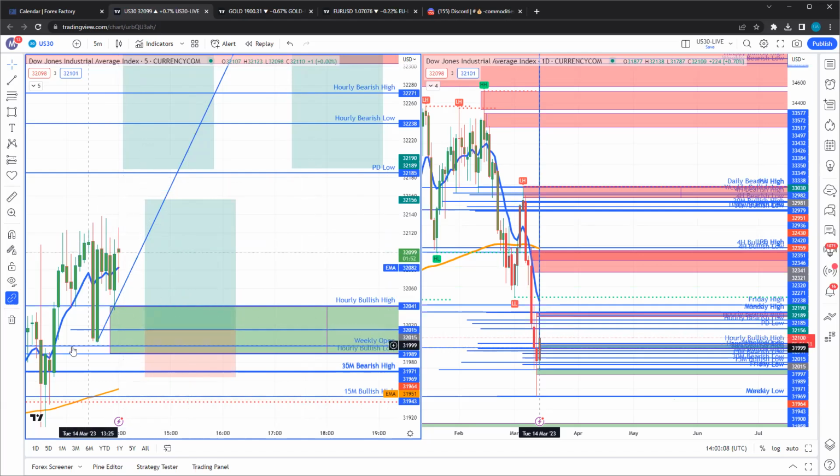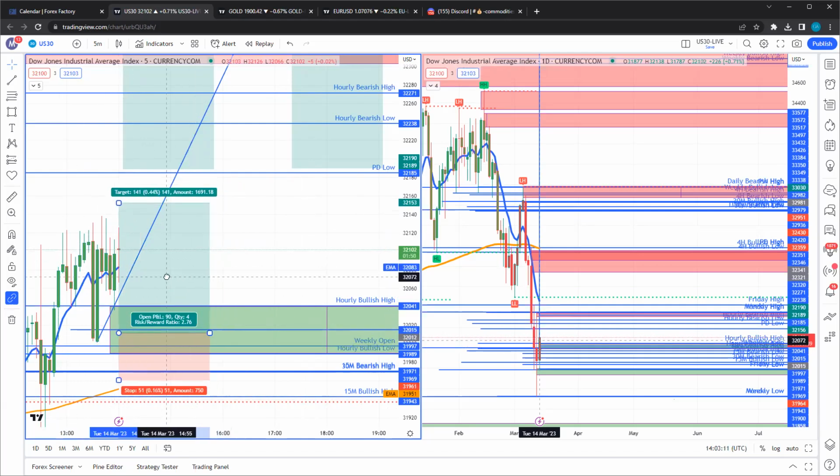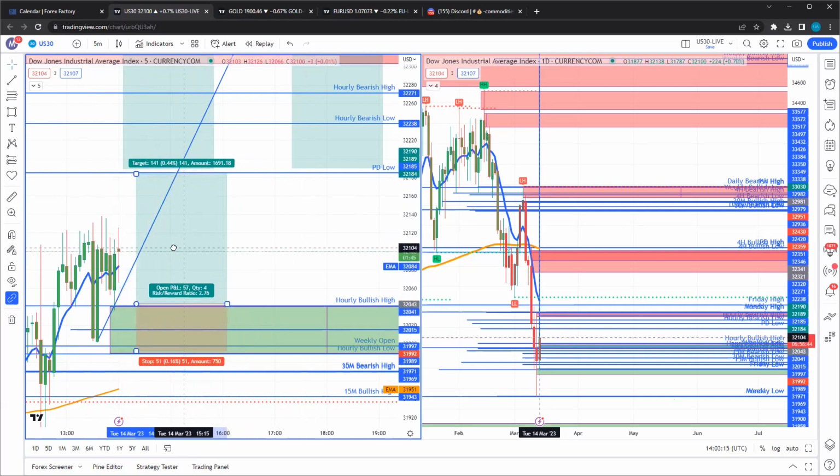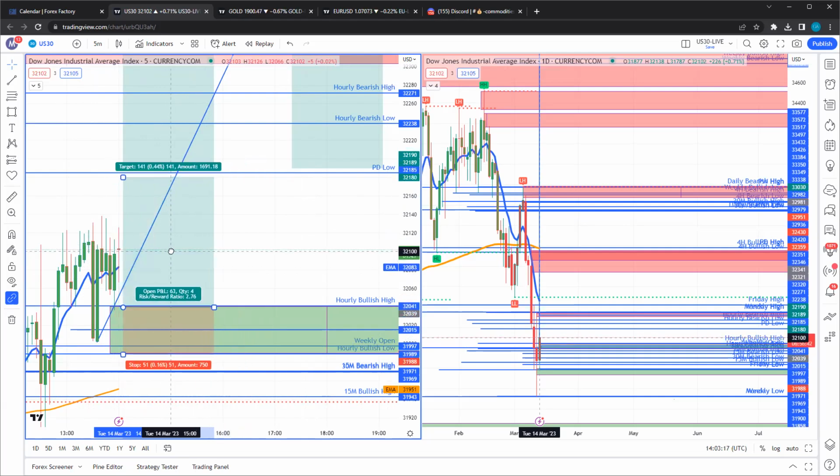So for this particular trade, this is the optimum place for me to enter, but you can see that this entry is below the trend line. So I'll move my entry to the top of this bullish zone, so around 32,039.